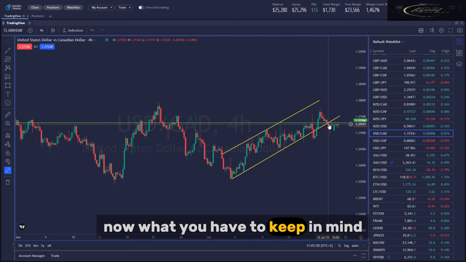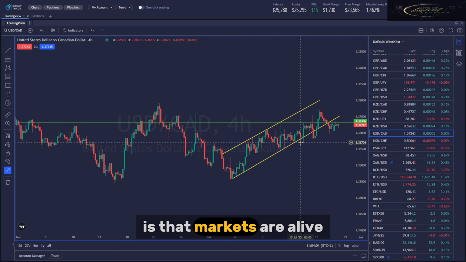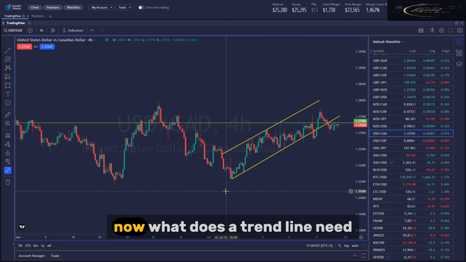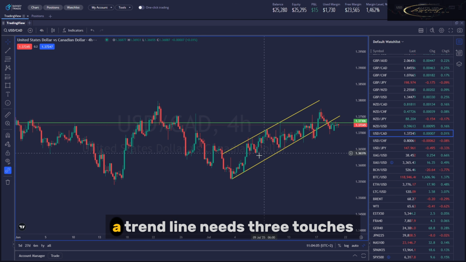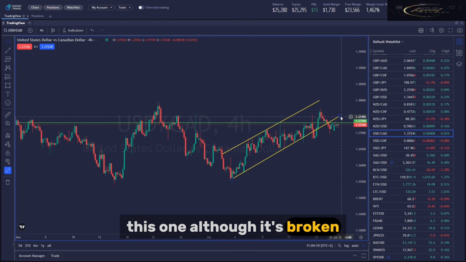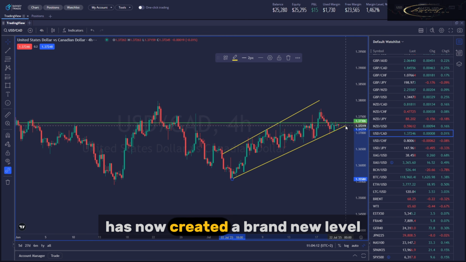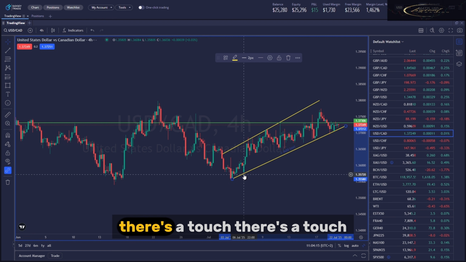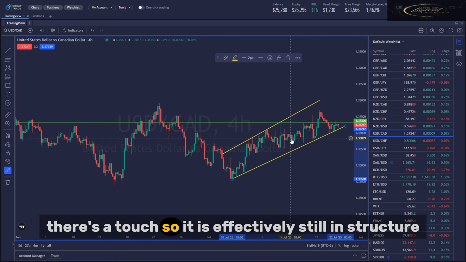Now what you have to keep in mind is that markets are alive. Now, what does a trend line need? A trend line needs 3 touches. This one, although it's broken, has now created a brand new level. There's a touch, there's a touch, there's a touch, there's a touch, there's a touch. So it is effectively still in structure.